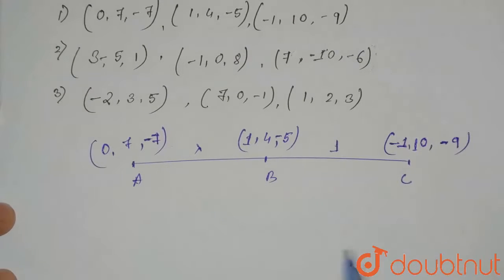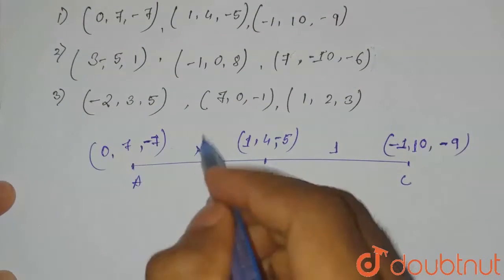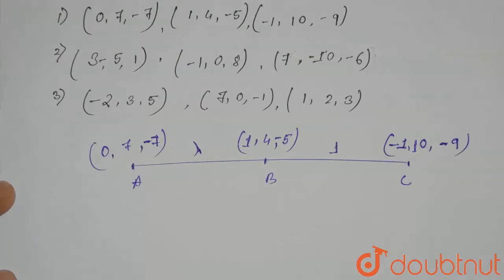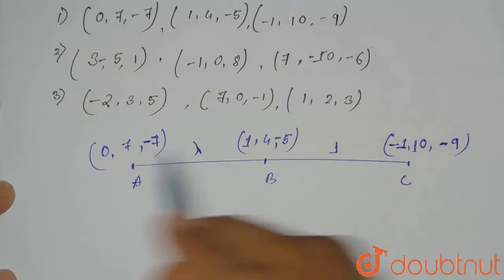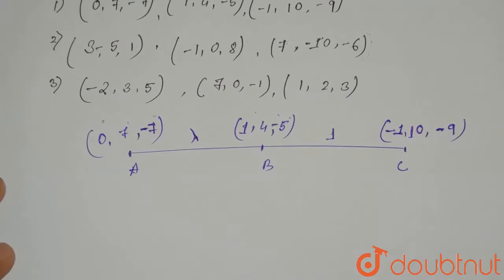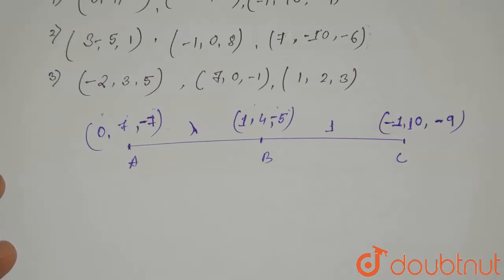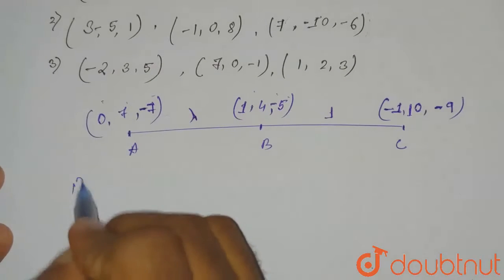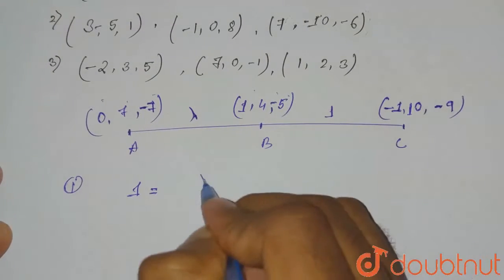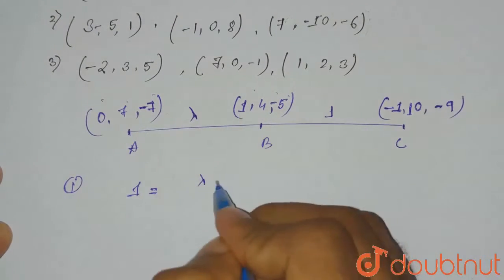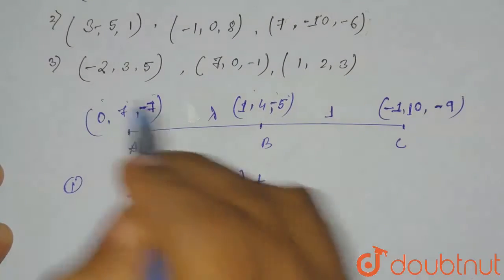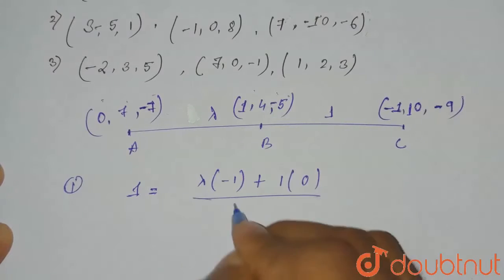So we have got our three points according to the first option. Now let's say the ratio is lambda to 1. That means the value of lambda will be satisfied by all three coordinates, x, y, and z. So for x, let's find the value of lambda. The value 1 will be equal to lambda into minus 1 plus 1 into 0, divided by lambda plus 1.